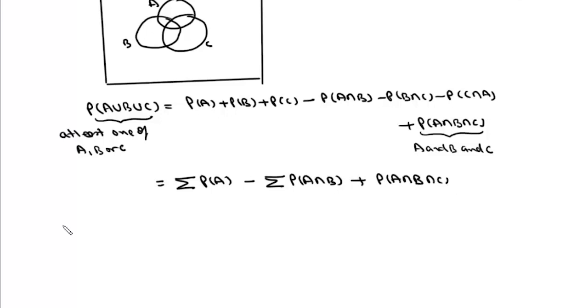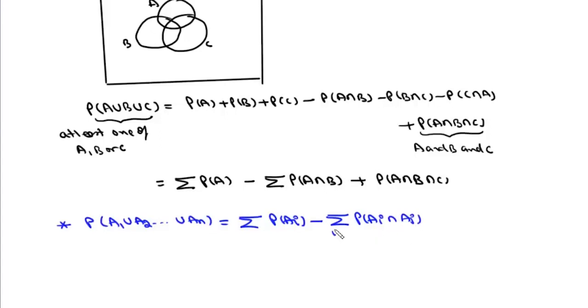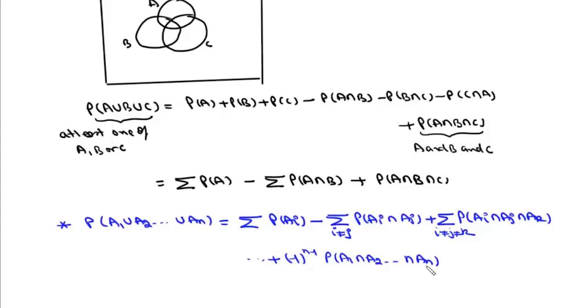Now we can generalize this addition formula for n events. So if we have n events A1, A2, A3 up to An, then probability of at least one of A1, A2 up to An will be this cyclic summation: summation P(Ai) minus summation P(Ai intersection Aj), where i is unequal to j, plus summation P(Ai intersection Aj intersection Ak), where i is unequal to j, it is unequal to k, and it will continue up to (-1) to the power n minus 1 probability of A1 intersection A2 intersection up to An. So this is called as addition theorem on probability.